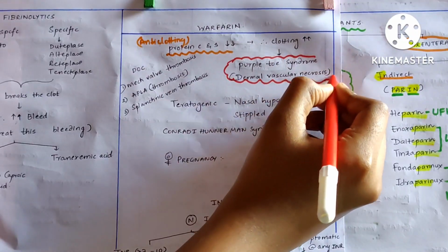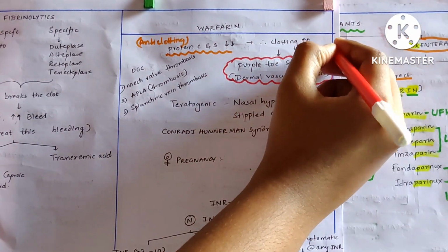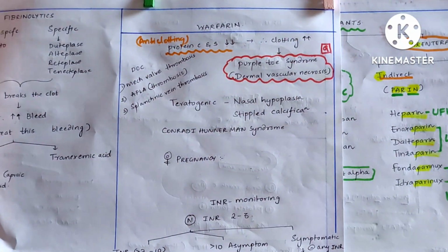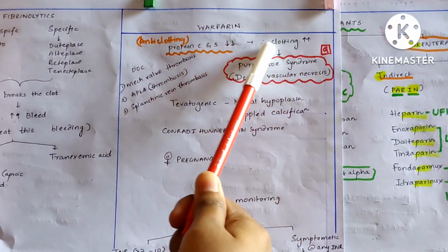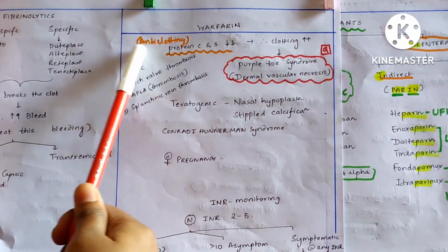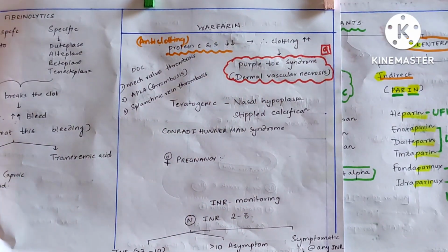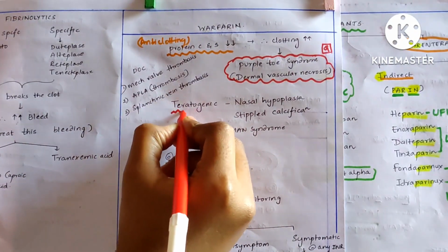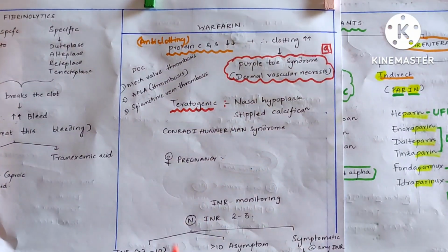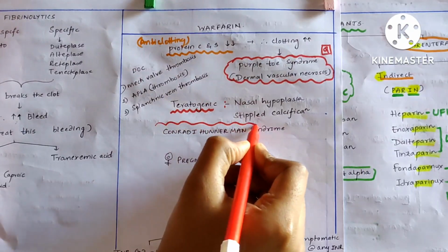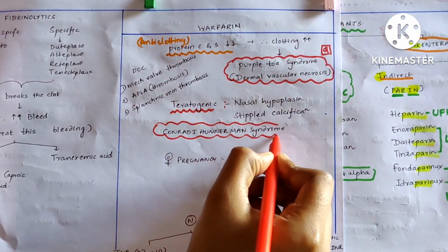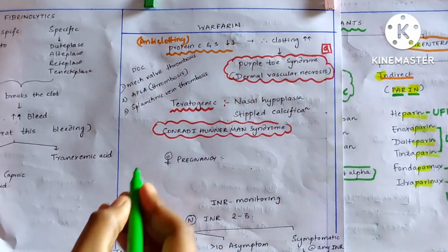I'm stressing this point because this was a recent exam question also. There was an image which showed purple toe syndrome and they asked about the drug causing it. Okay, purple toe syndrome, that is dermal vascular necrosis caused by warfarin in the initial days of its usage. And coming to the teratogenic activity of warfarin, this is also an important question. It causes nasal hypoplasia and stipple calcification, and the syndrome that it causes is called Conradi-Hünermann syndrome.